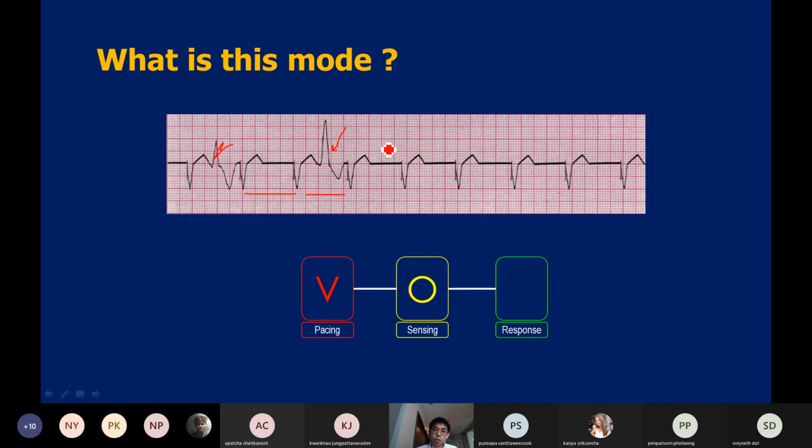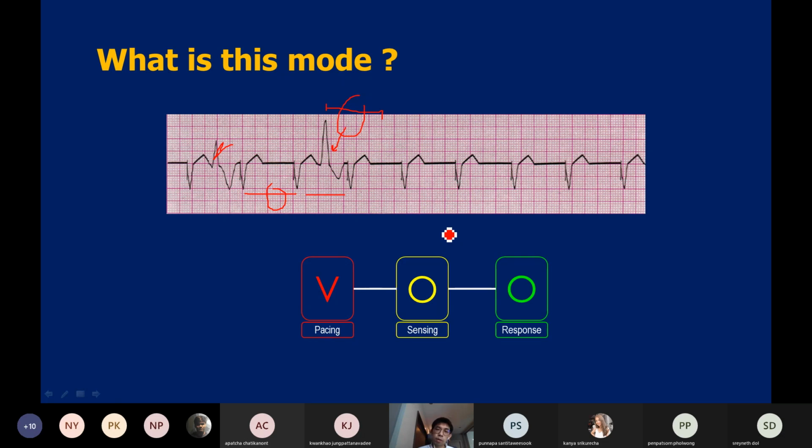If it is V, the pacemaker should sense this one, and it would delay the spike. Furthermore, the duration between this one and this one should be the same. So this pacemaker could not sense the intrinsic rhythm. The sensing is O. And also the response should be O because it could not sense, so it could not respond to sensing.